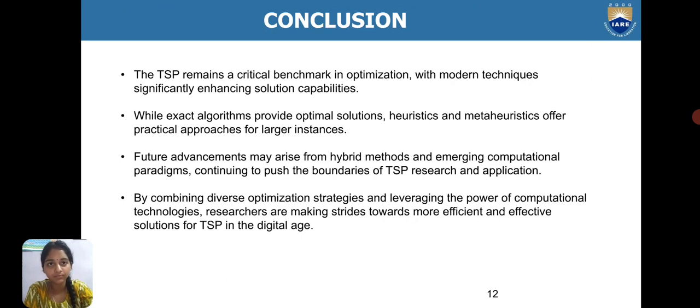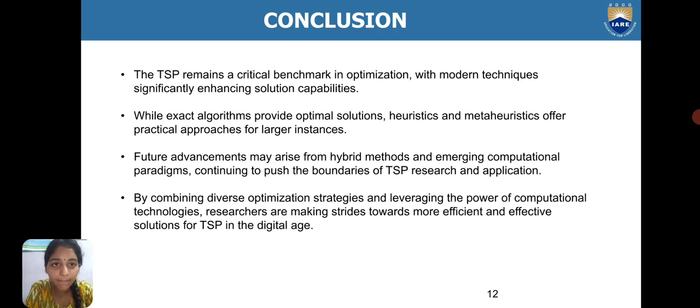Coming to the conclusion, TSP remains a critical benchmark in optimization with modern techniques significantly enhancing the solution capabilities. While exact algorithms provide the optimal solution, heuristics and meta-heuristics offer practical approaches for the larger instances.